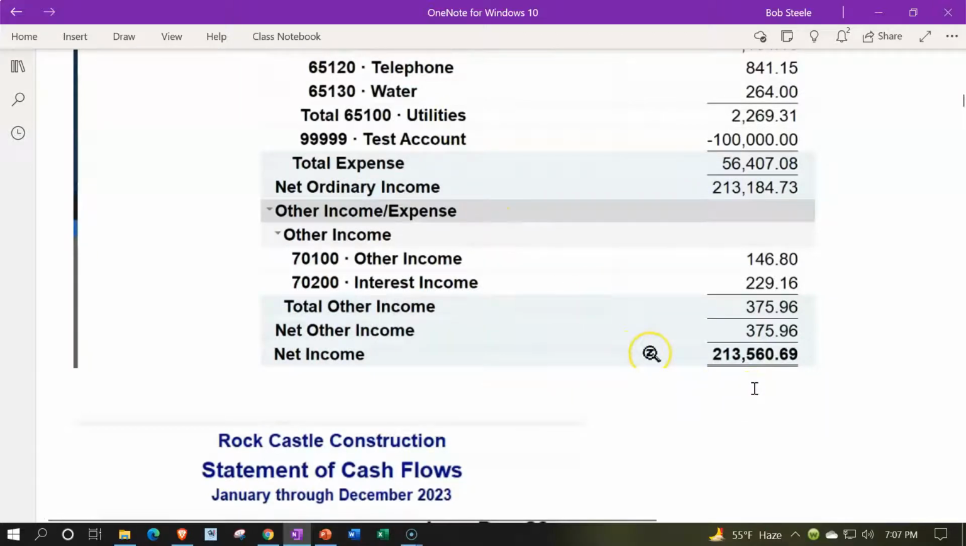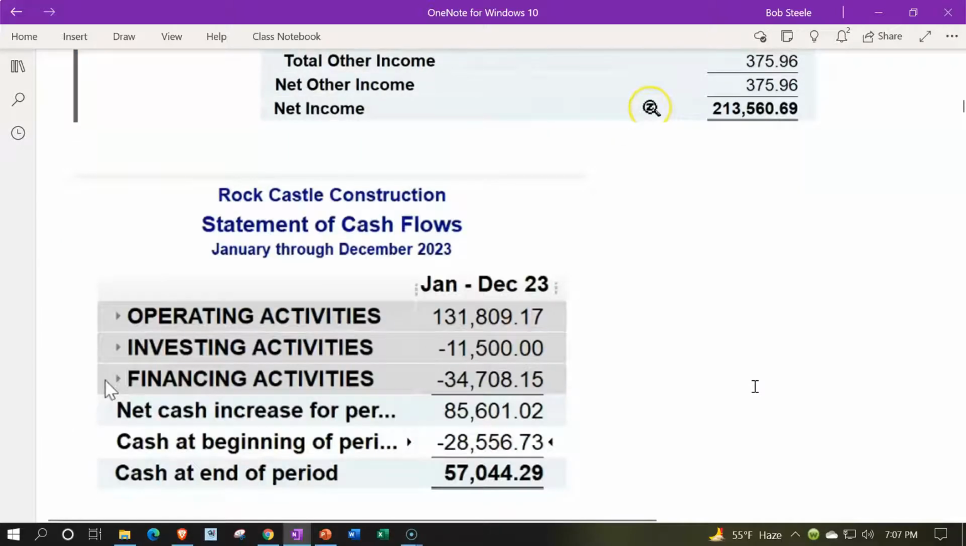That's often going to be a starting point for the statement of cash flows when using an indirect method, which is what we will be using in the QuickBooks statement of cash flows. There are going to be three sections to the statement of cash flows: operating activities, investing activities, and financing activities.